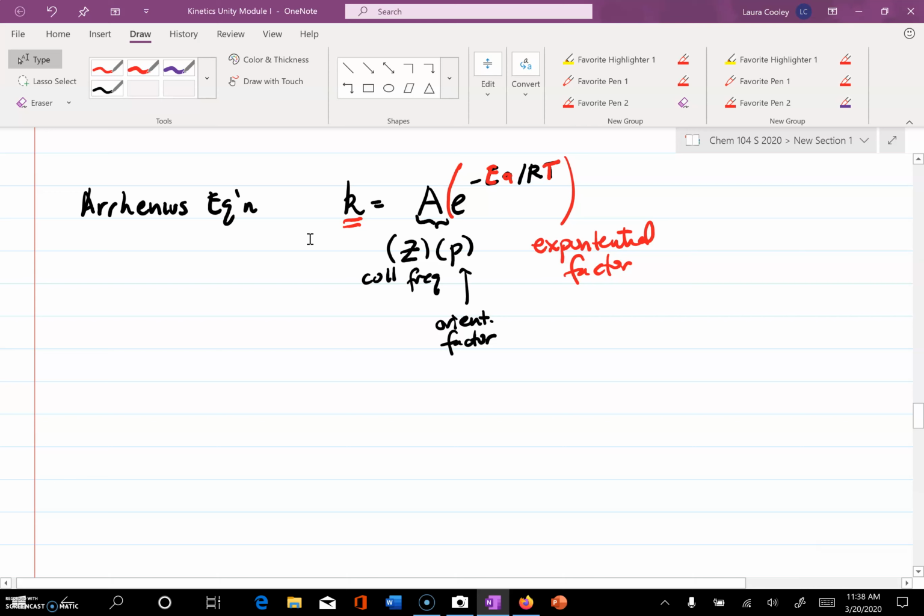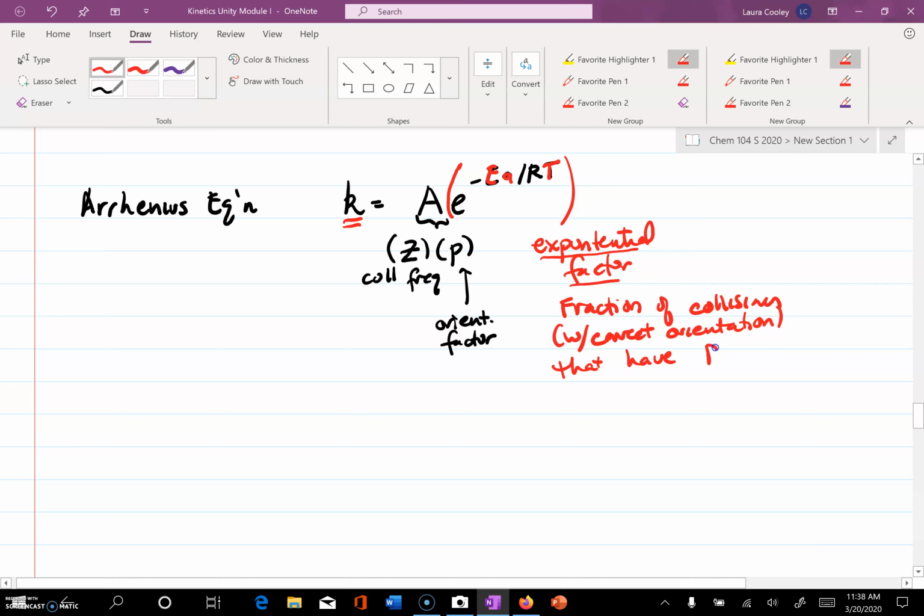Okay, so first I want to just tell you, before we go any further, what this exponential factor actually turns out to mean, what it actually equals. And this is the fraction of collisions with the correct orientation that have the required activation energy. So it's the fraction of collisions that have the required activation energy.